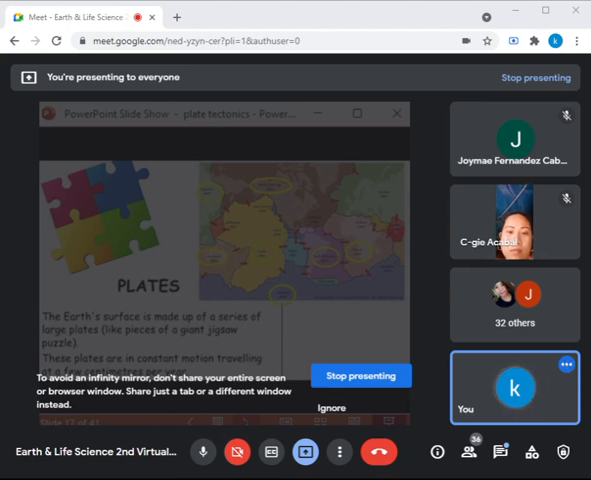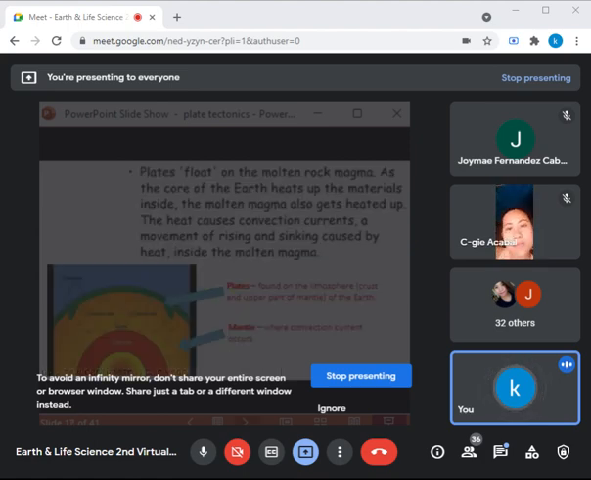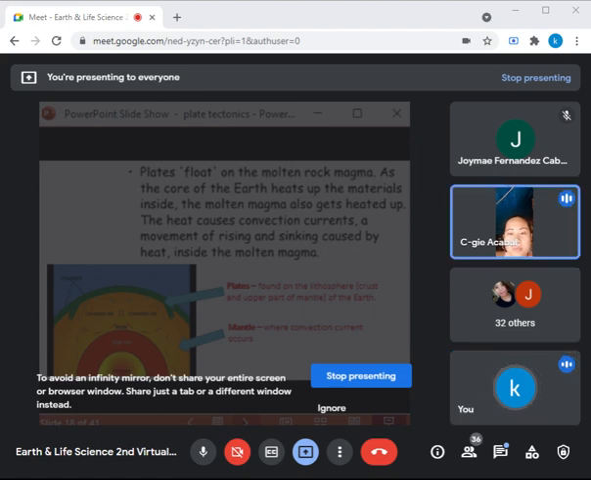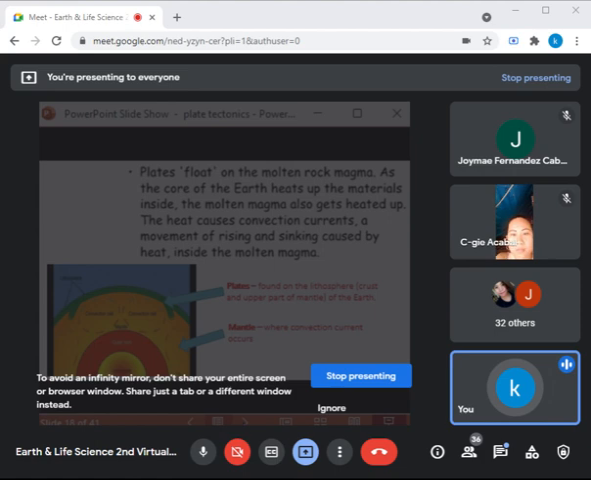These plates are in constant motion, traveling at a few centimeters per year. So, kani nga mga plates, they are constantly moving. And why are they constantly moving? Because plates float on the molten rock magma. So, muna siya tubag atong pangutana ganiha. Nganong mo-move ang continents or nganong mo-move ang plates? It's because the plates where it is located in the crust or in the lithosphere of our planet is floating.